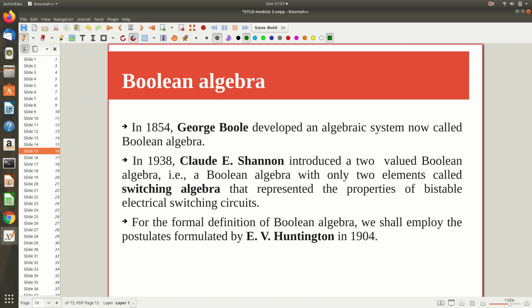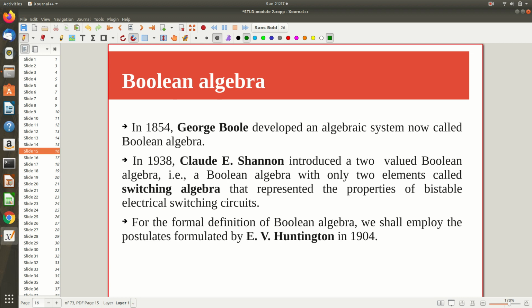But if you look at switching algebra, which is nothing but Boolean algebra with the underlying set having two elements, that is 0 and 1, this is something we can call a two-valued Boolean algebra, and that represents the properties of a bistable electrical switching circuit. Something we already saw, right? So that is the mathematics behind any digital circuit. So that is the flow.